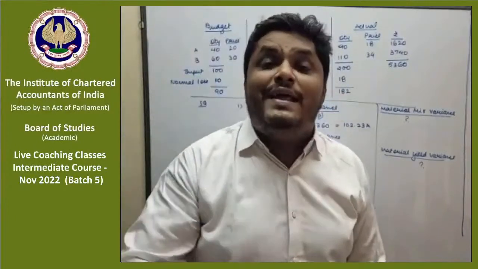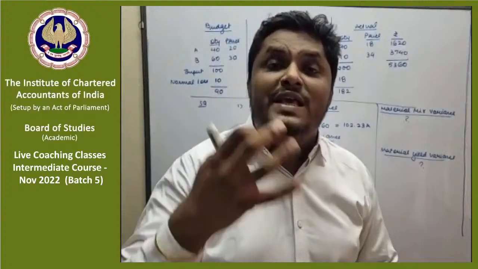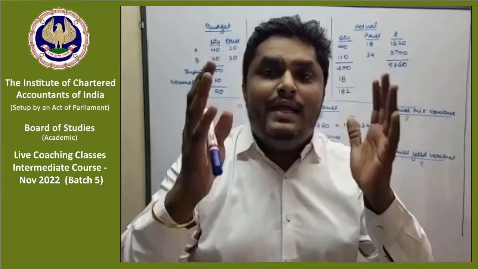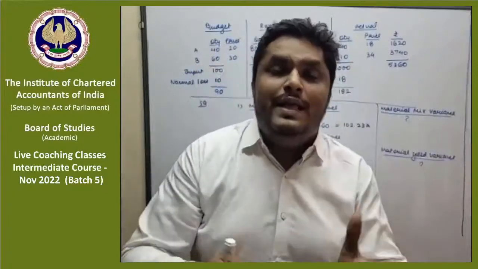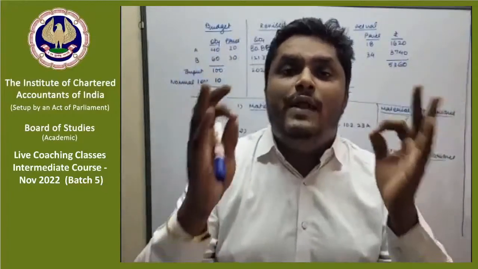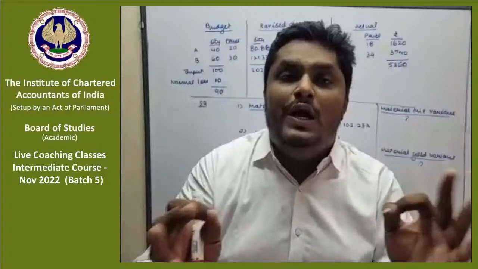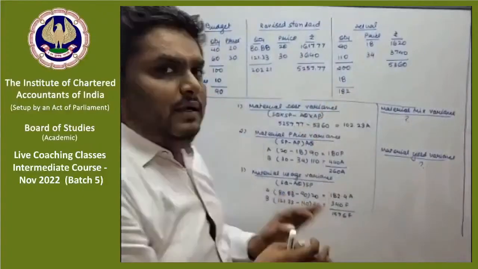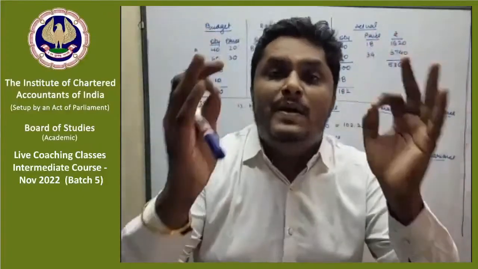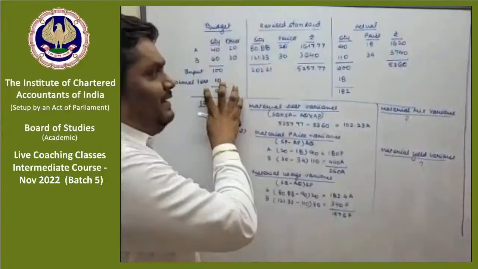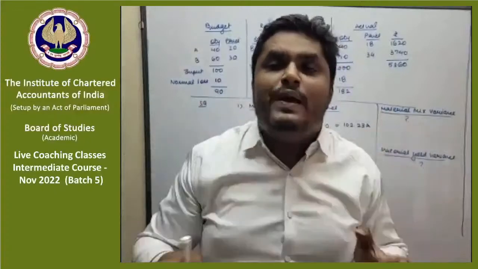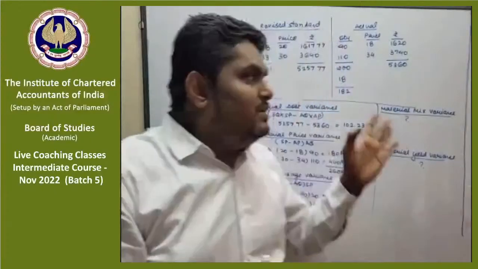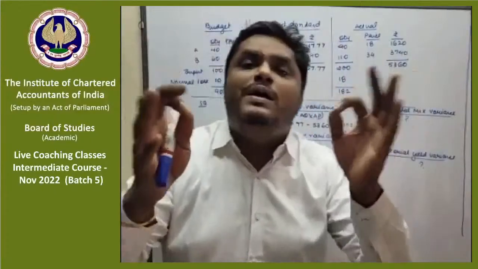Why are we calculating standard quantity? Please try to understand, guys. Just don't think that it is only a calculation to be done. This standard quantity is calculated only when the output is different. Let's say my budgeted output is 90 and my actual output is 90. Do we have to calculate the standard quantity? No, because the budgeted quantity itself is the standard quantity.